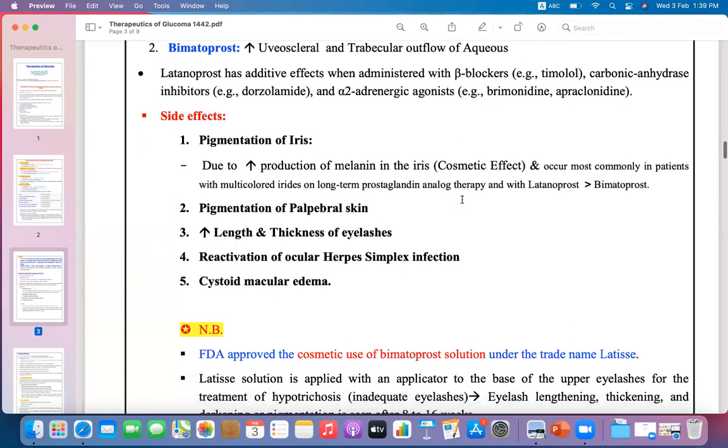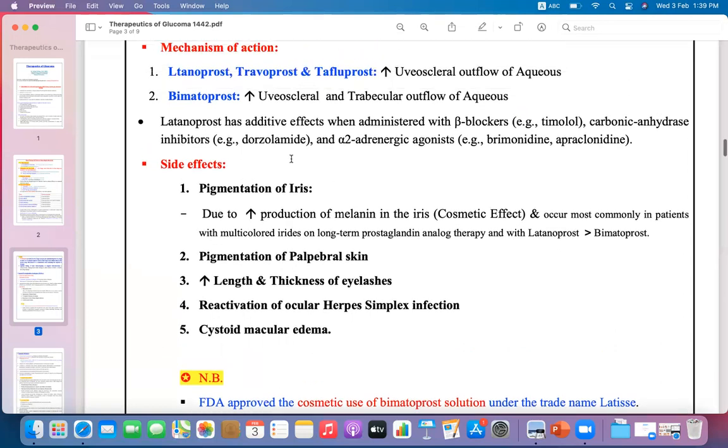But what is the side effect? Pigmentation of the iris. It changes the color of the eye due to an increase in the production of melanin in the iris. This is a cosmetic effect and occurs most commonly in patients with a multicolored iris on long-term prostaglandin analog therapy. Generally, latanoprost has the side effect of changing the color of the eye. The color may change to brown or maybe blue. We can say pigmentation of the iris.